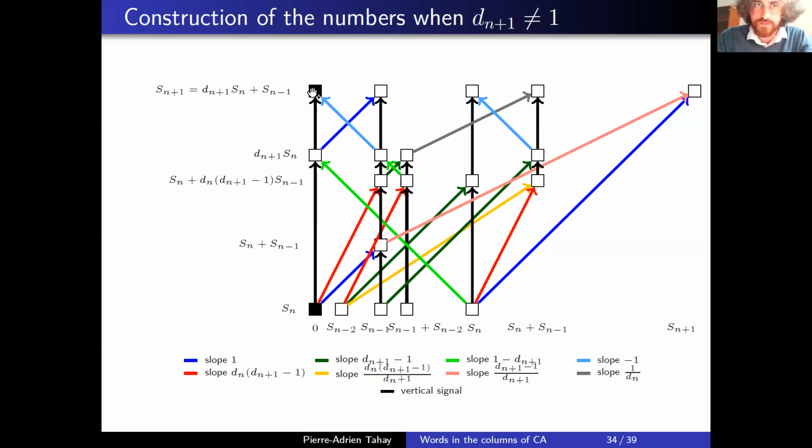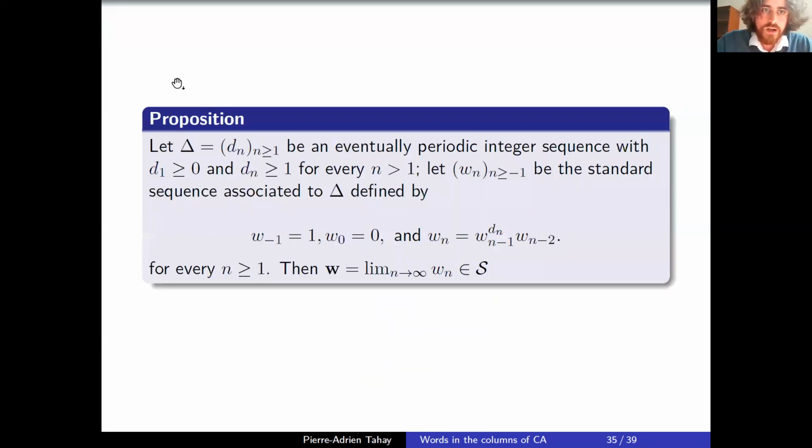But with this alternative construction of the sequence Sn, it is possible to construct the Sturmian word, where Sn, in fact, is just the size of the word Wn, such that the Sturmian word is obtained as a limit of the sequence of the words Wn. So if delta is an eventually periodic integer sequence and Wn is the standard sequence associated to delta, defined as previously, then the Sturmian word obtained as the limit of the sequence Wn belongs to S. This means that the Sturmian words can occur in a column of a cellular automaton.